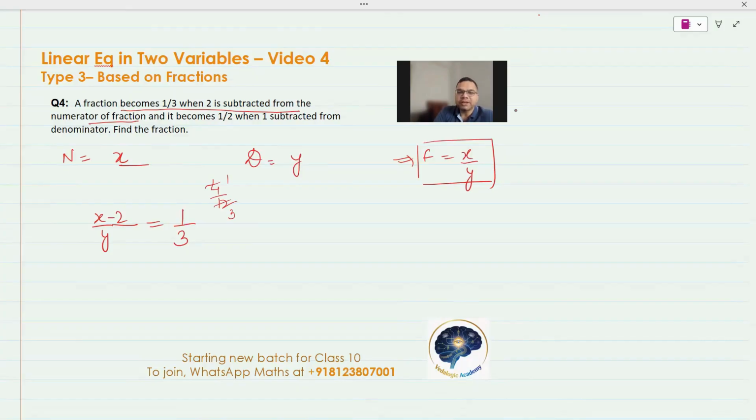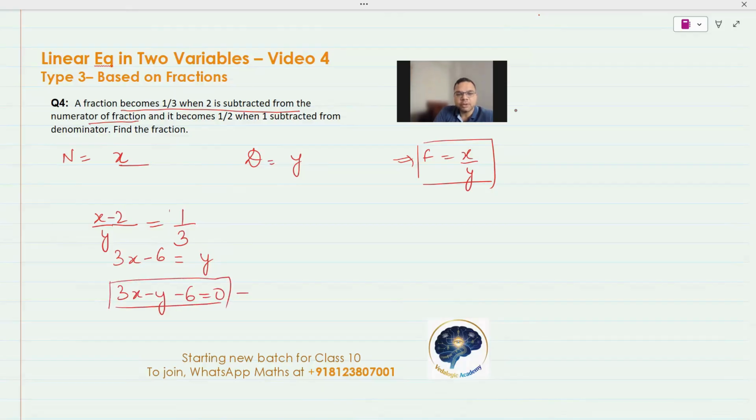So we don't know what it is actually resulting in, but the simplified form is 1 upon 3. Understood? So I'll take whatever is being said in the question for now. We'll try to solve it, and then we'll see what has become in the answer again. So I'll cross multiply it. It becomes 3x minus 6 equals y, or 3x minus y minus 6 equals 0.